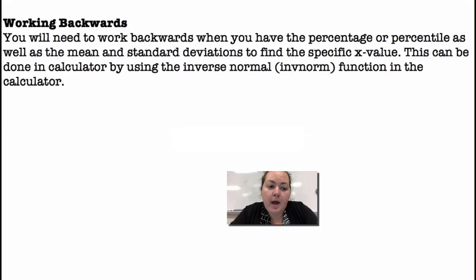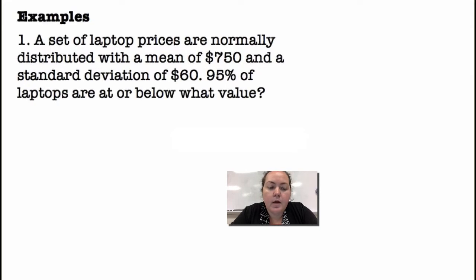All right, so you will need to work backwards when you have the percentage or percentile, as well as the mean and the standard deviation, to find the specific x value. This can be done in your calculator using the inverse normal or inverse norm function. We can also do this by finding the z-score, which we've done, and then using the tables working backwards that way. All right, we're going to look at how the calculator can help speed this process up.